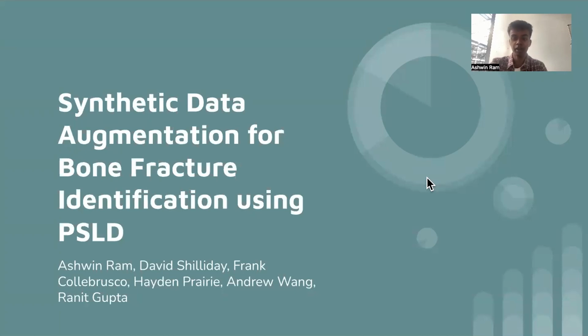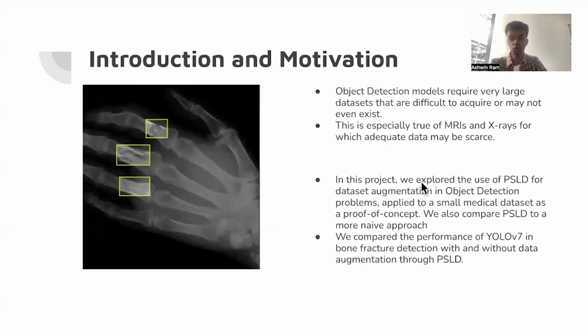Our project is synthetic data augmentation for bone fracture identification using PSLD, and this is a bounding box problem. So we begin with an introduction and motivation here. As we know, object detection models are data hungry. They require extensive data sets, which are often hard to come by, particularly in medical fields, where the availability of MRI and X-rays is limited. This scarcity is what drives our project.